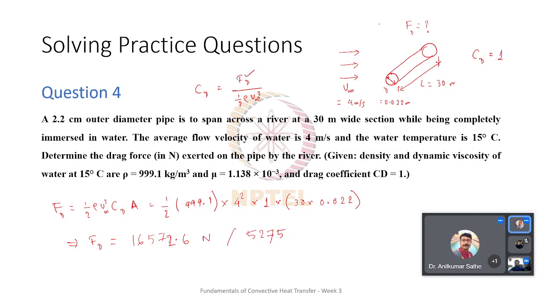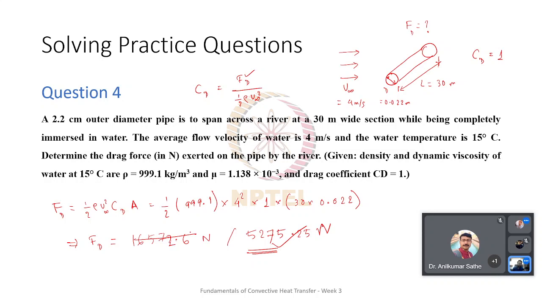I'll do a quick calculation. Please be patient. So 999.1 divided by 2 into 16 into 30 into 0.022. Yeah, so the second one was correct. 5275 point something 25 newtons. This is the correct answer, not the other one.